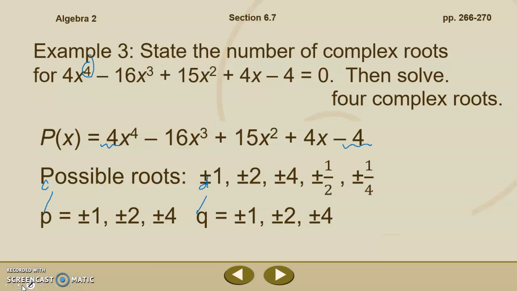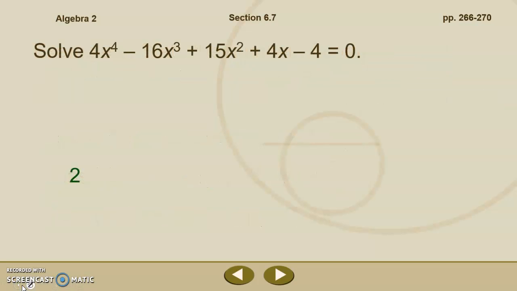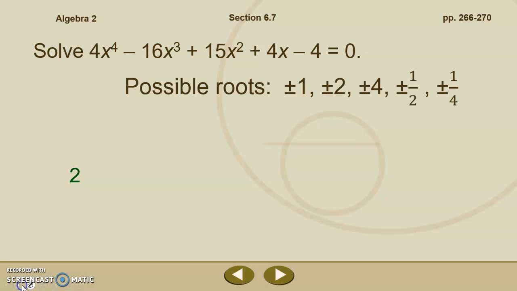So according to our remainder theorem and our factor theorem, if a remainder is 0, it is a factor. Well, when we start with positive 1 and we plug that in or divide synthetically, we actually get a remainder of 3. So 1 is not a root. And when we try negative 1, we get a remainder of 27. So negative 1 is also not a root. But when we get to 2, we find out that 2 is indeed a 0, which means it's a factor.